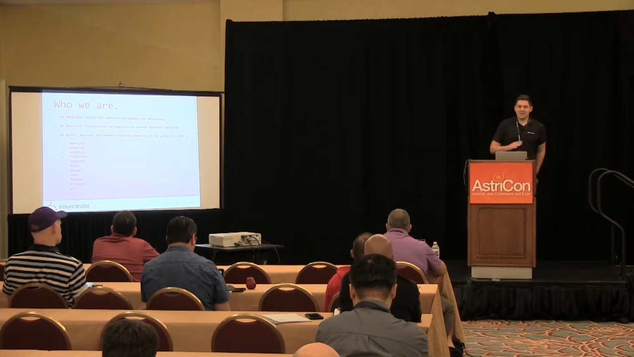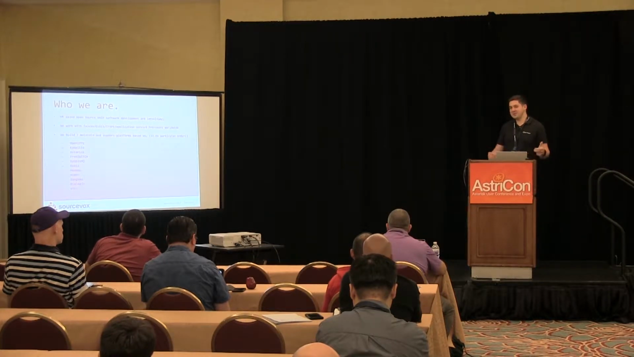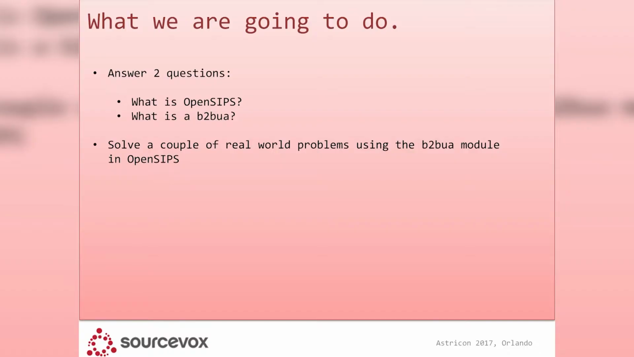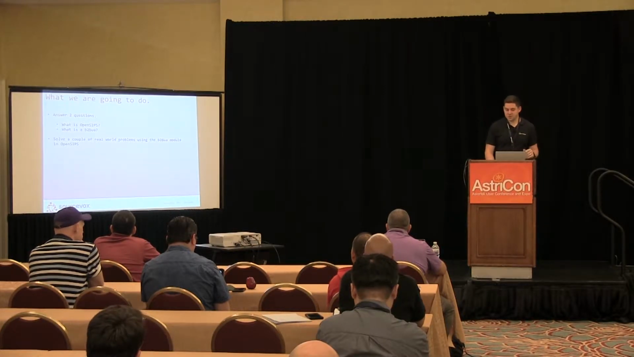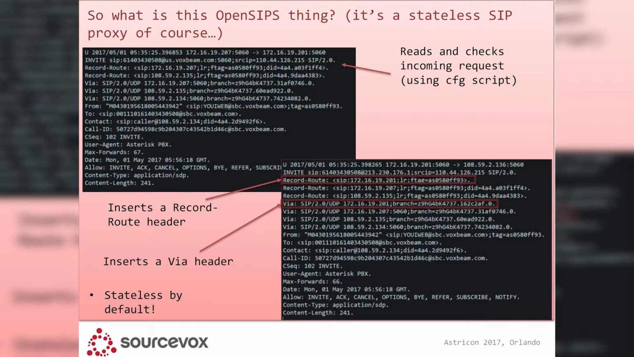I've tried to go light on the technical aspects, but there still are some technical aspects in there, so hopefully it'll tell a story with some technical pieces in there, and it should be okay for everyone to understand. Okay, so initially, this is an Asterisk conference, so I'm just going to very quickly say what is OpenSIPS, and also what is a back-to-back user agent, and then go through a couple of real-world problems that use the back-to-back user agent module within OpenSIPS.